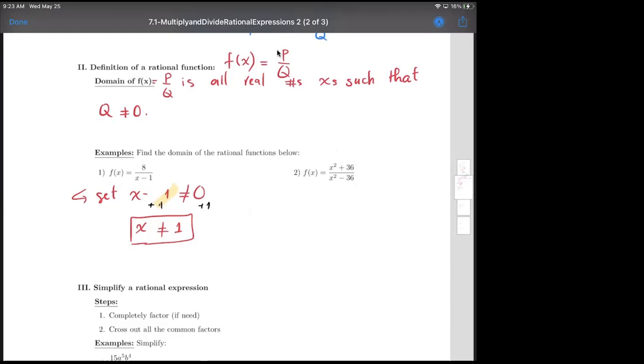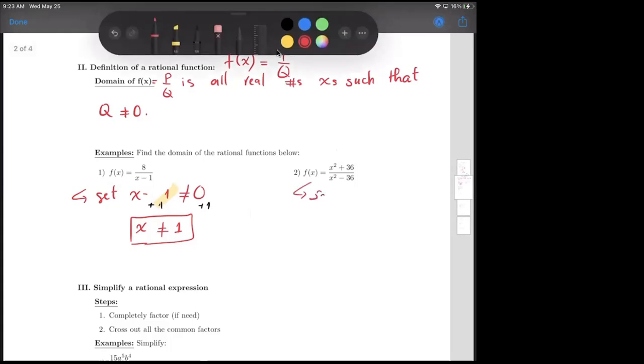Okay, all right, let's see. So x squared minus 36 is not equal to 0. I'm going to set it equal to 0 first, and then I'll put a slash later. So x squared minus 36 is the same thing as x squared minus 6 squared, right? Let me remind you, a squared minus b squared is equal to a minus b times a plus b.